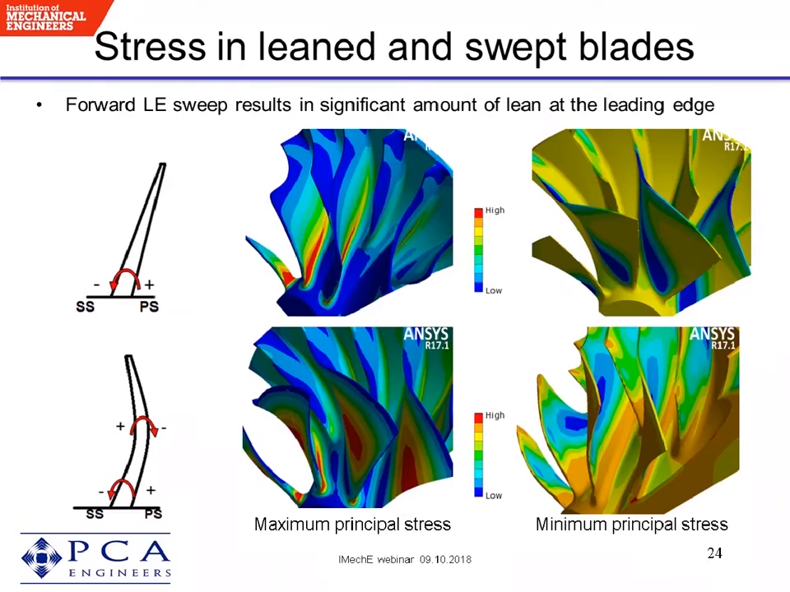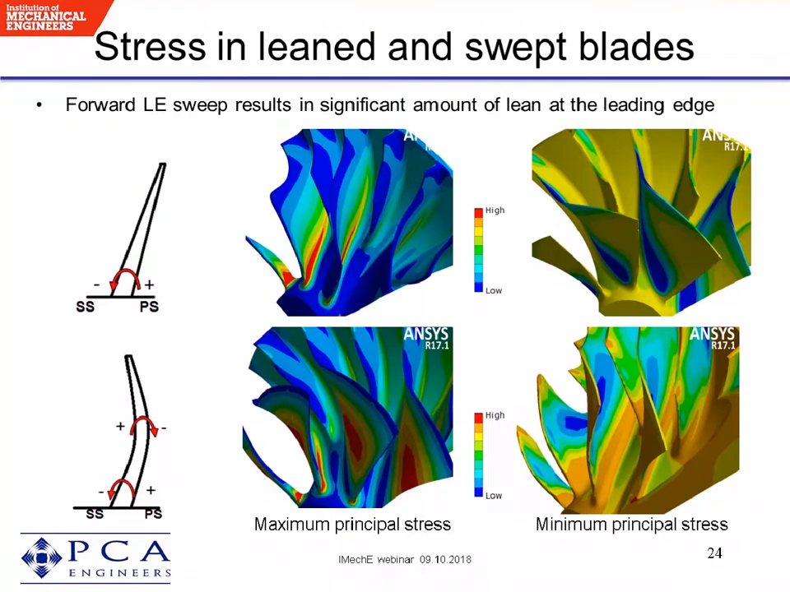The vane stress fields can be further complicated with the application of 3D design concepts. In general, if the blade is lean towards the pressure surface, under centrifugal load, the tip section moves towards the suction side, and this results in high tensile stress on the pressure side and high compressive stress on the suction side of the blade.